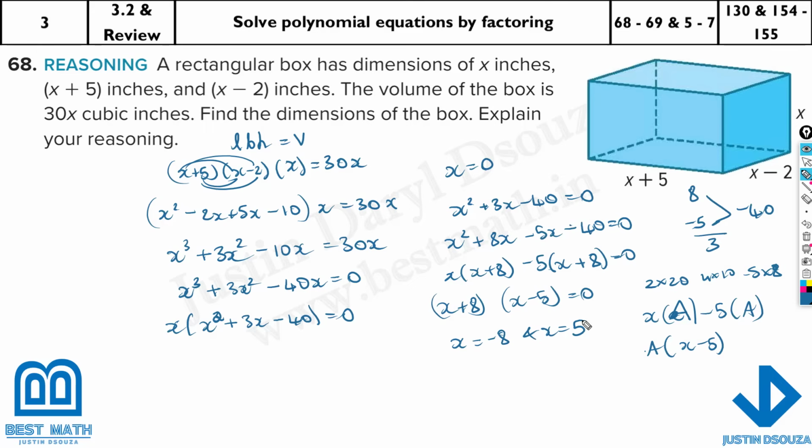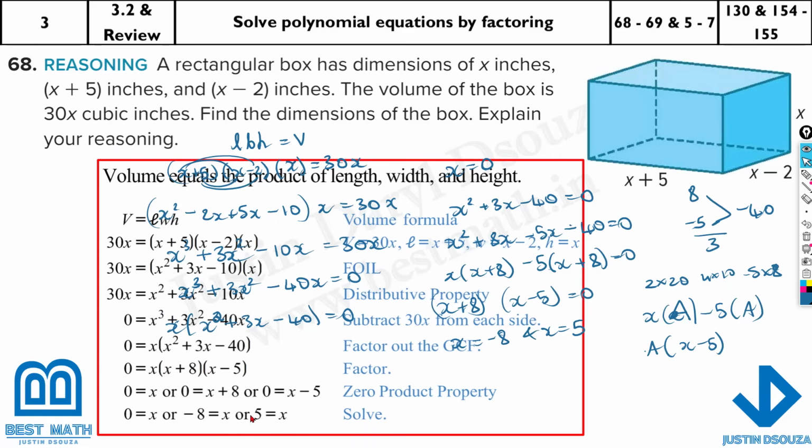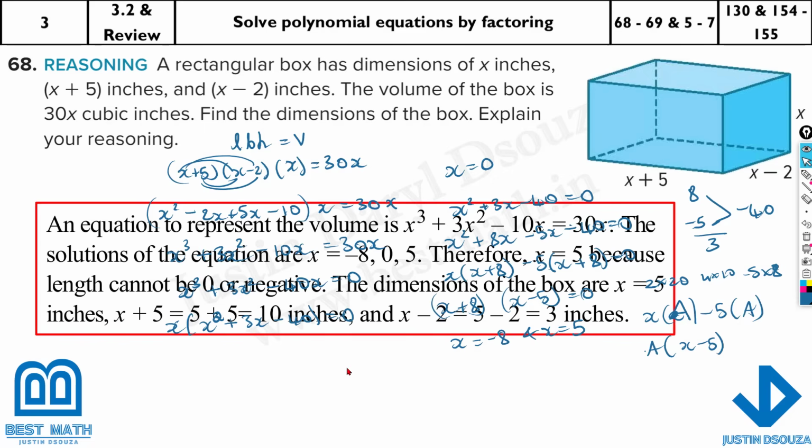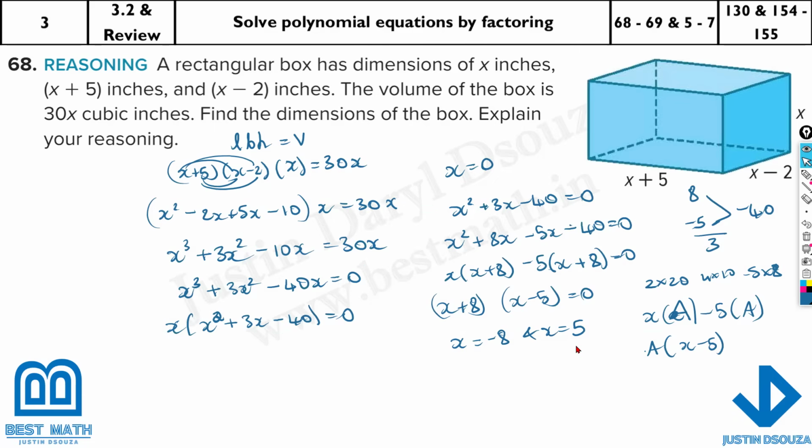It's either 0, minus 8 or 5. So which do you think is the most realistic solution? Of course, it must be 5, isn't it? Because 5 inches of height makes sense, 10 inches of length makes sense, and over here 8 inches of width makes sense. But if it is 0, then it's going to be 0 height, which doesn't make sense. A negative number also doesn't make sense. So the only possible answer is 5. I hope that's clear. Therefore, x is 5. It can't be any other number.